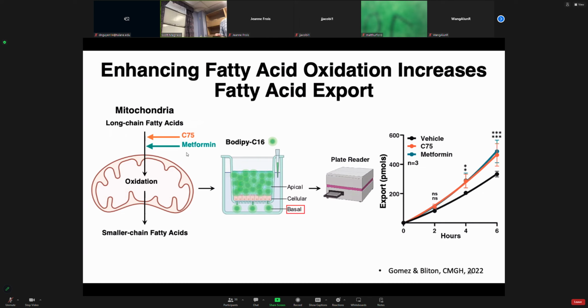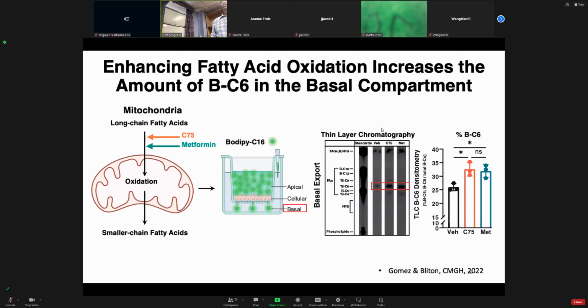You can imagine now, since we have this in a small form factor for high throughput, that you could actually screen drugs that will impact this sort of fatty acid handling and allow you to do some very detailed resolution studies. This, again, is looking at the basal compartment after you potentiate with one of these drugs. You can see that there's definitely an increase in the short chain C6 fatty acid that's coming out here, and that is the quantification on the right.